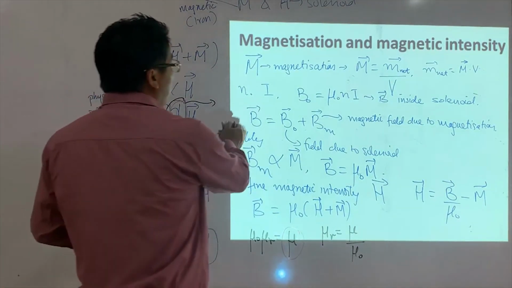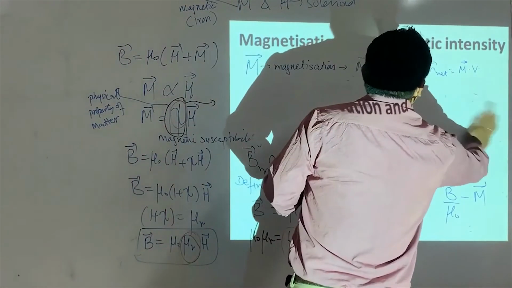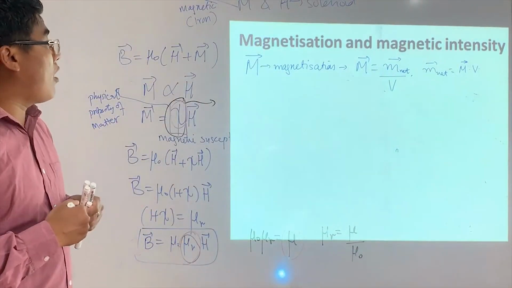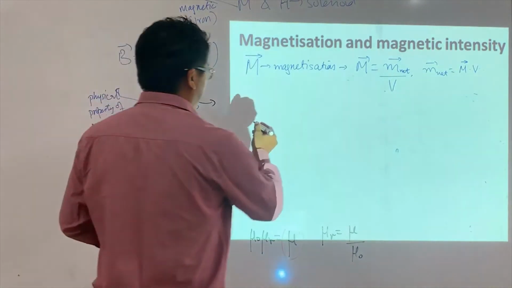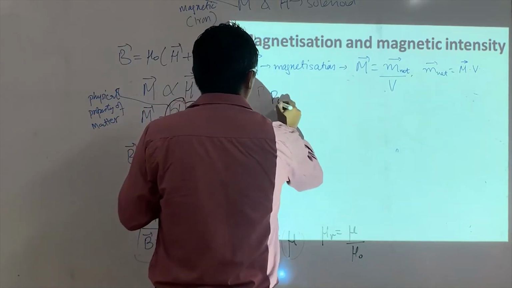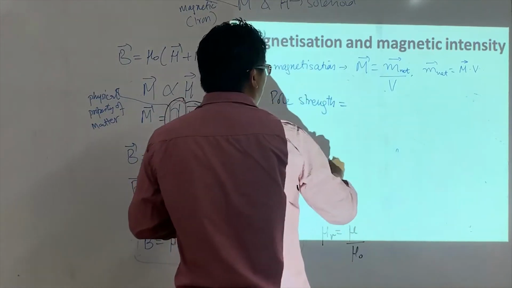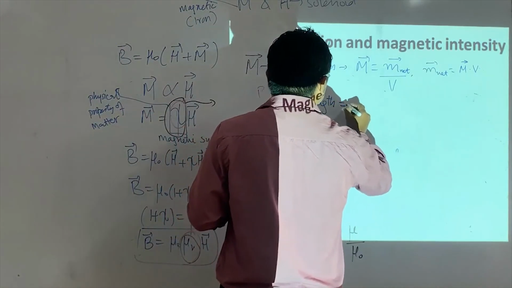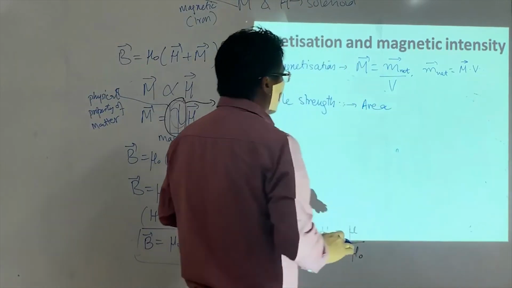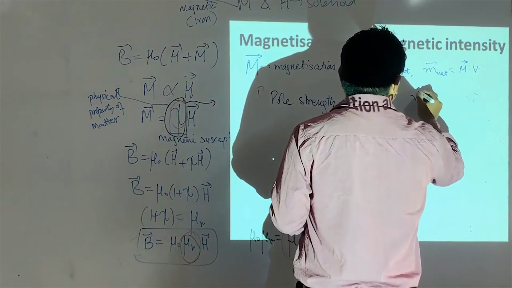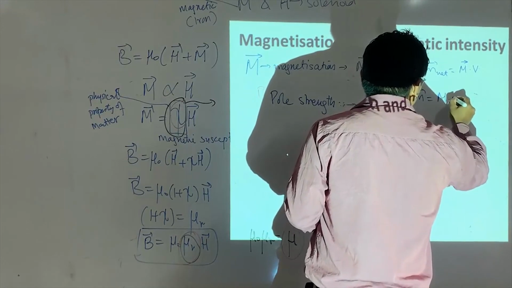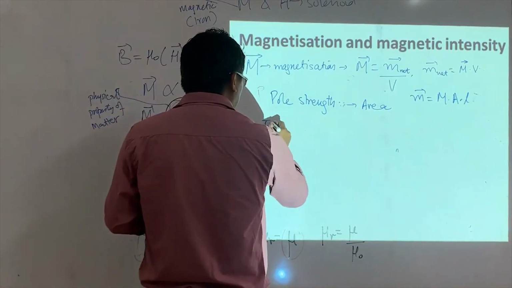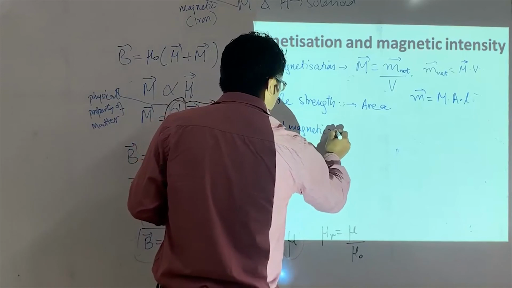So now, let us do a small problem. This frequently comes in exams. We talk about magnetic pole strength, right? Pole strength is defined by magnetic moment. Pole strength is defined by area, right? So normally I say that magnetic moment is magnetization multiplied by area multiplied by length, right? And pole strength is defined by area. And the total magnetic moment is defined by volume.